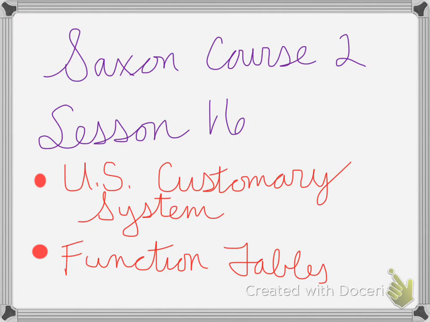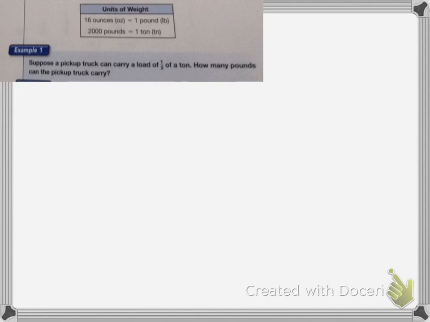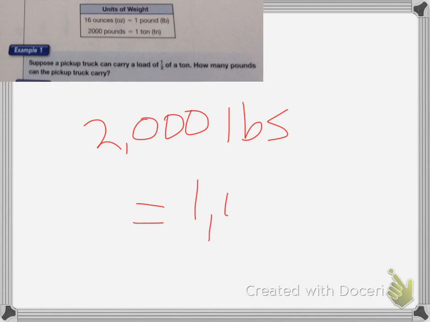Alright, Saxon Course 2, Lesson 16. It's on the U.S. Customary System and function tables. So we know that 16 ounces equals 1 pound and 2,000 pounds equals 1 ton with the U.S. system. So if a pickup truck can carry a load of half a ton, how many pounds can the pickup truck carry? So 1 ton is 2,000 pounds. Well, it can only carry half of that, so half of 2,000 pounds is 1,000 pounds.